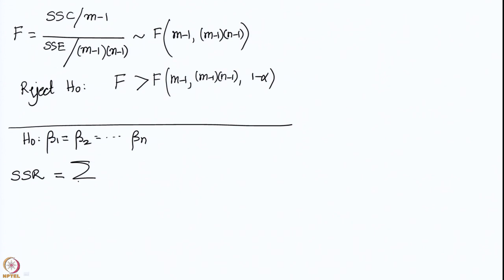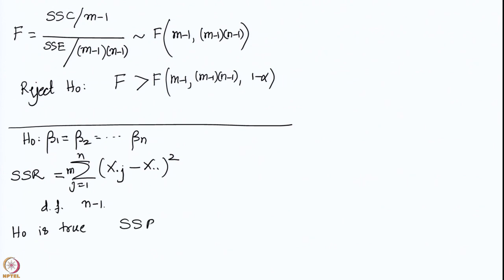That will look like a summation of m times j equal to 1 to n, (x dot j minus x dot dot) whole square. Its degrees of freedom will be n minus 1. And when H0 is true, you will find that SSR divided by sigma square is distributed as chi square with n minus 1 degrees of freedom.